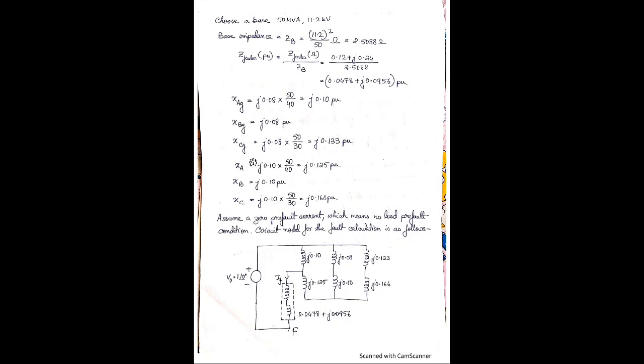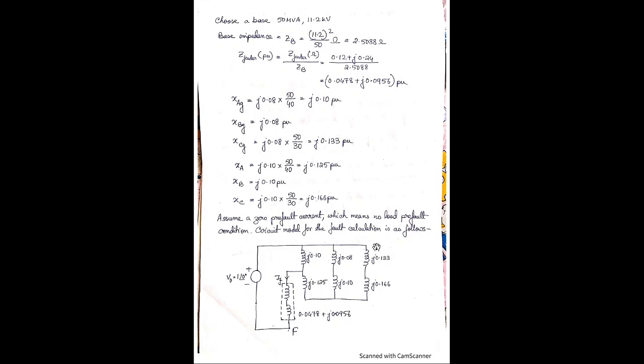These are the reactance values, the current limiting reactor values. You have to similarly convert them to the new per unit values. Now we have to assume a zero pre-fault current, which means a no load pre-fault condition. If there is no load, the current will be zero.